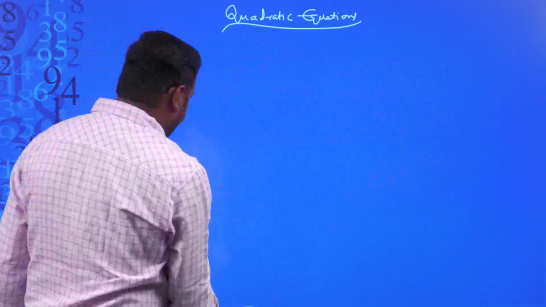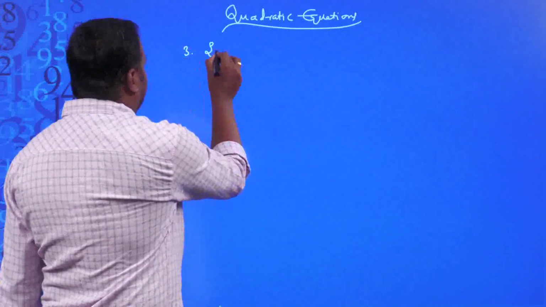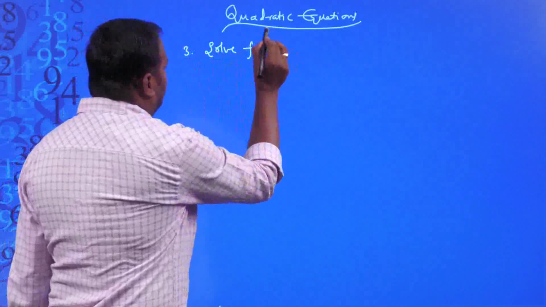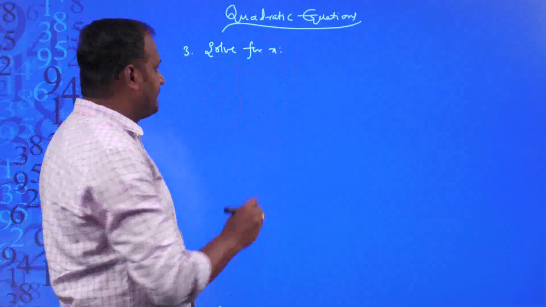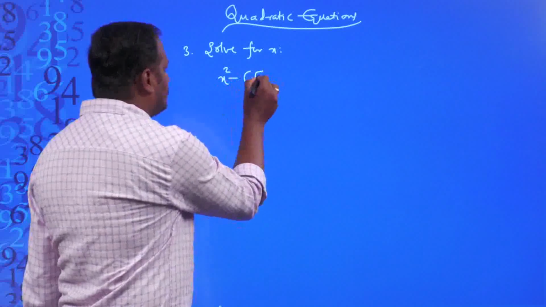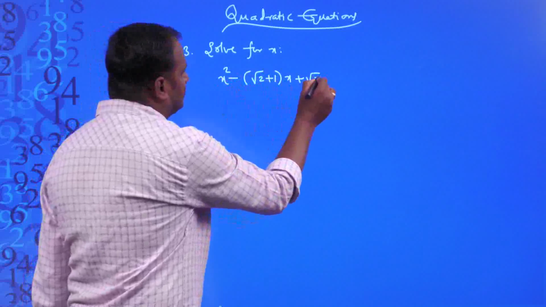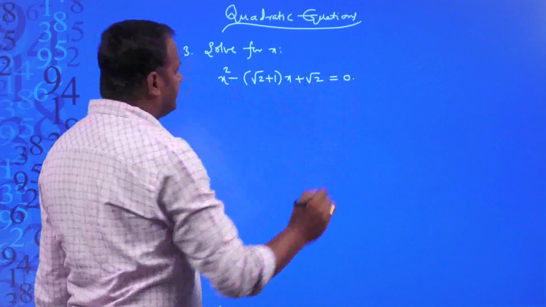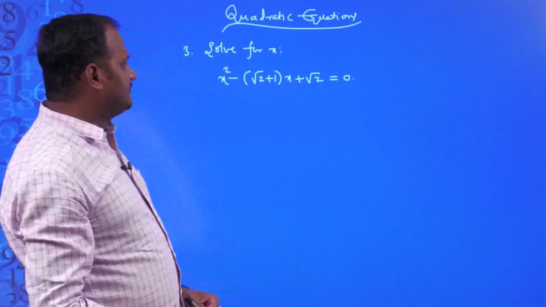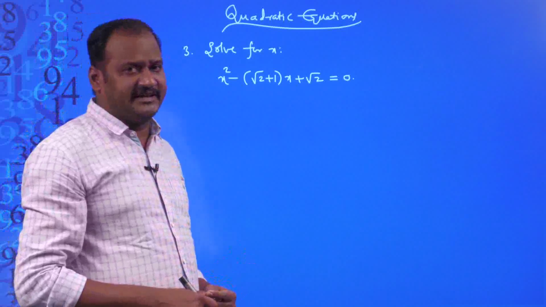So, what is that quadratic equation here? Solve for x. Now, my equation is a little different, that is x square minus of root 2 plus 1 times x plus root 2 is equal to 0. Okay? This is one quadratic equation. See here, in this quadratic equation, is it possible for me to get the roots without performing any calculations?